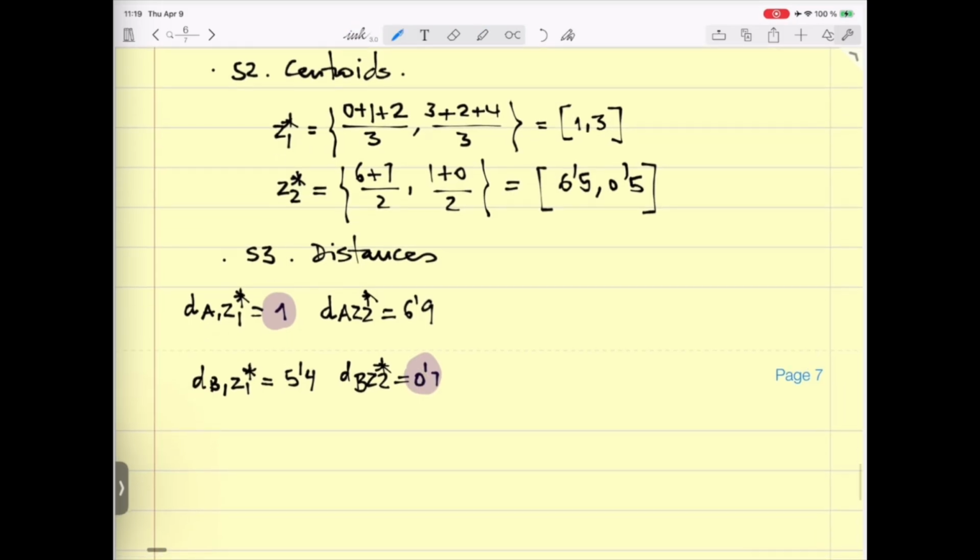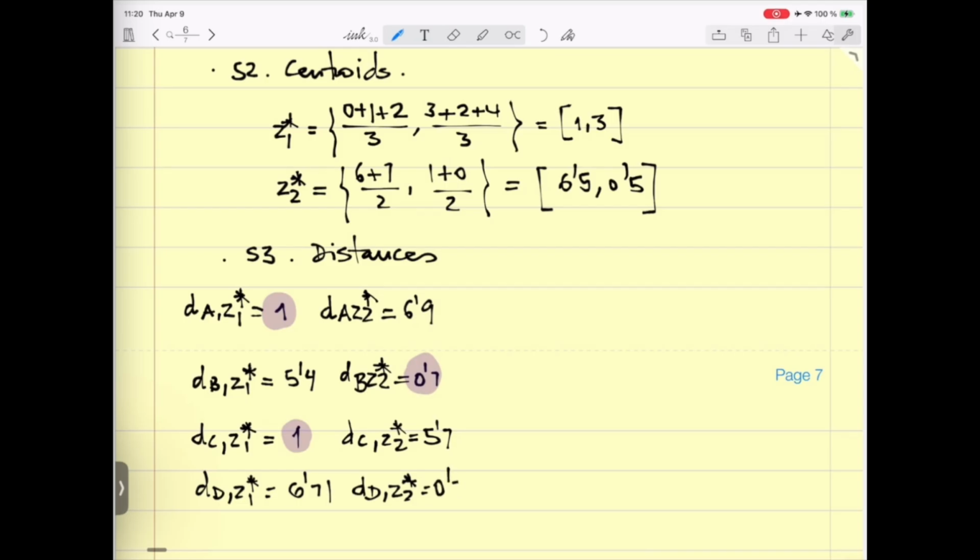Distance between Z and Z1 star is going to be 1 again. Between Z and Z2 star is going to be 5.7. So it belongs to the first group, and so on. So distance between D and Z1 star is going to be 6.71. Distance between D and Z2 star is going to be 0.7. So it belongs to the second group.